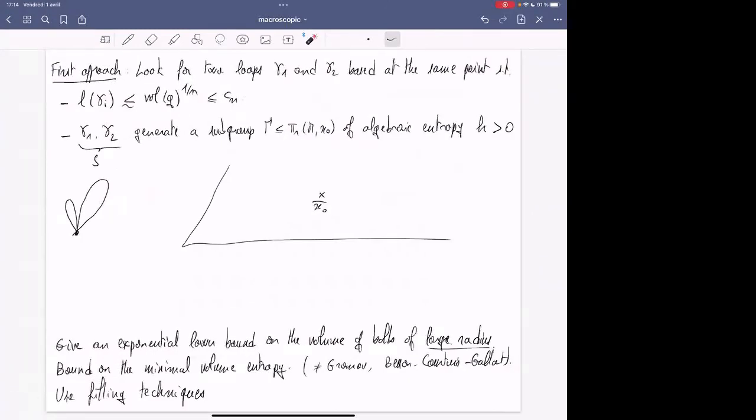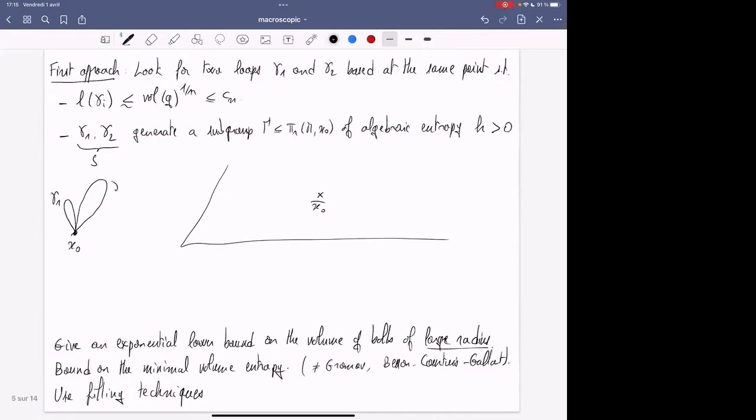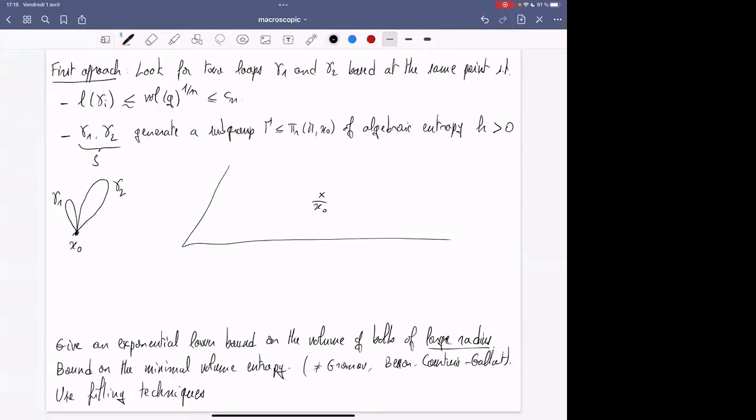So the idea is to look for, in your manifold, two loops based at the same point. This point here is x zero, and you want to look for two loops, gamma one and gamma two, satisfying two conditions.